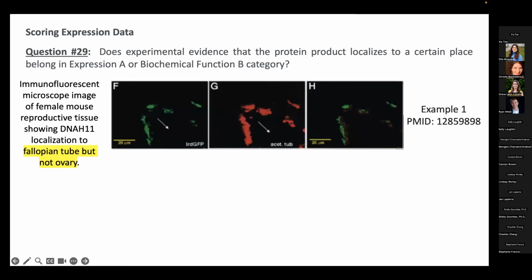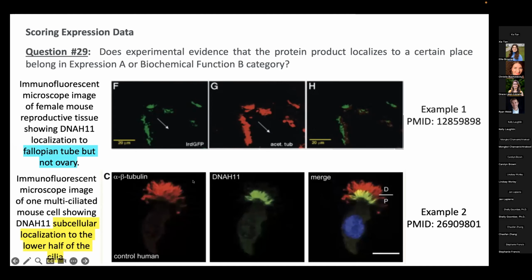So here's one example. Maybe I have a microscope image coming from mouse reproductive tissue. It's a mixture of different reproductive tissue types like fallopian tube, ovary, other things. The gene we were interested in has a connection to cilia, and so we wanted to know if it was specifically localized to fallopian tubes, where cilia are moving the egg along. And that's exactly what the staining pattern looked like. It was not staining ovary, but it was staining fallopian tubes. So is that expression evidence or biochemical evidence?